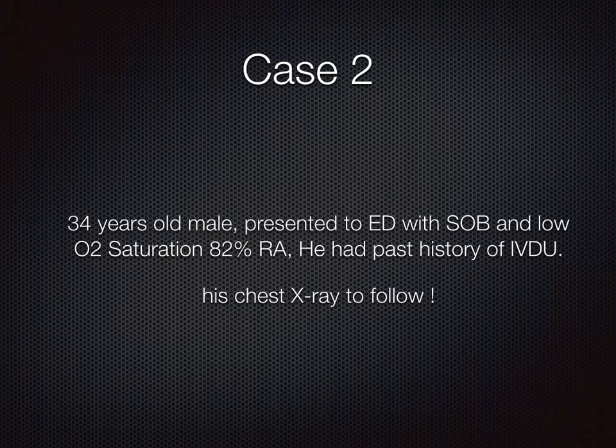Before we go to the question, if we digest the case, we have a young male who is coming in with shortness of breath and low oxygen saturation, 82%. That is abnormal for a 34-year-old male, so we think about the causes here. But they added this sentence: there is a history of intravenous drug use. That's not a good sign when you encounter a 34-year-old with shortness of breath, 82% oxygen saturation, and intravenous drug use.